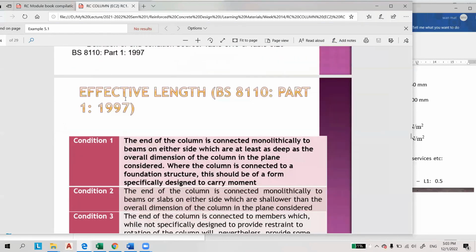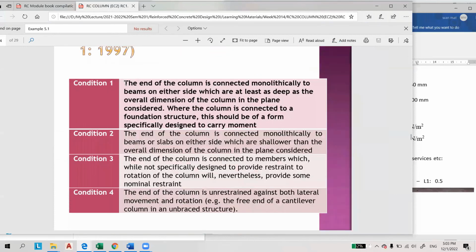From this table, these are the conditions. Condition 1: the end of the column is connected monolithically to beams on either side, which are at least as deep as the overall dimension of the column in the plane considered. Where the column is connected to a foundation structure, this should be a form specifically designed to carry moment. At least as deep as the overall dimension of the column.